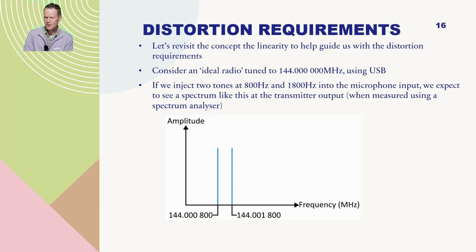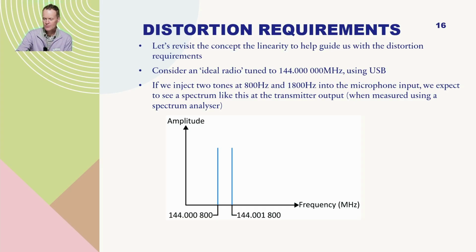So, distortion or linearity of the generator. I'm going to go into a little bit of detail here about this to understand what the requirements are for the two-tone generator. So I'm going to revisit a bit of linearity and go through perhaps a bit of modulation theory a little bit too. So just bear with me, but there is a point to all of this.